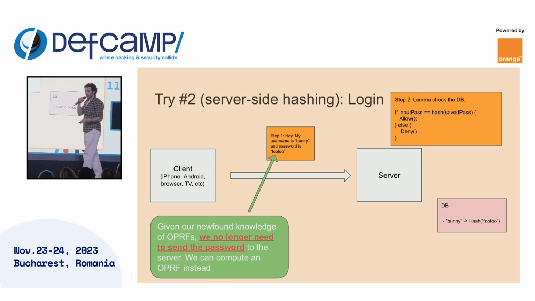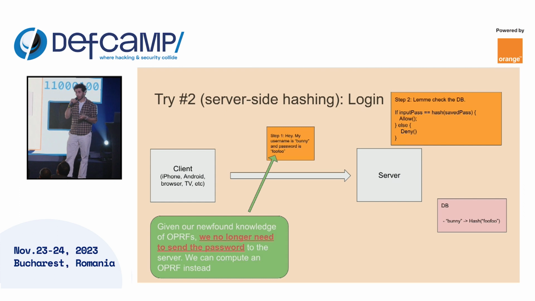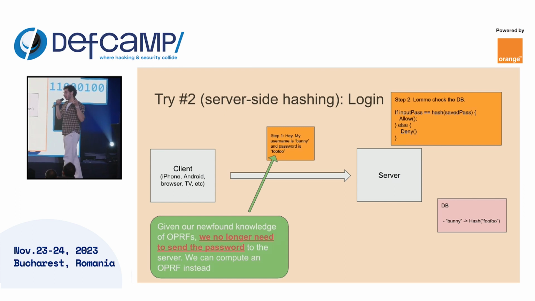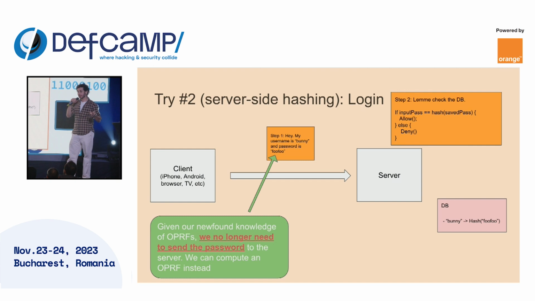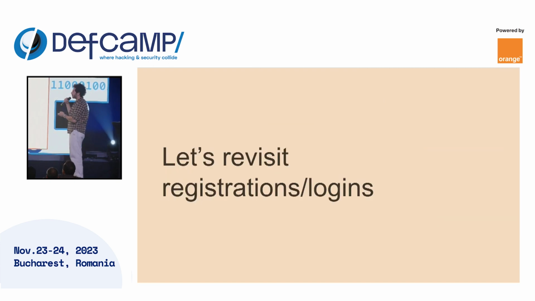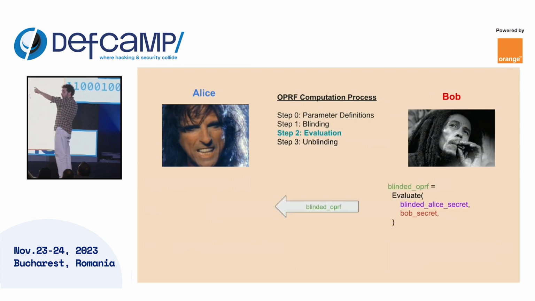The password no longer needs to be in plain text. The user never needs to reveal their password, ever. They would apply an OPRF of their password, and the server would save an OPRF of their password, which is not reversible. You can't extract the secret from an OPRF, as we've seen a couple of slides ago. Bob has no idea what the secret is, but they're acting upon it.